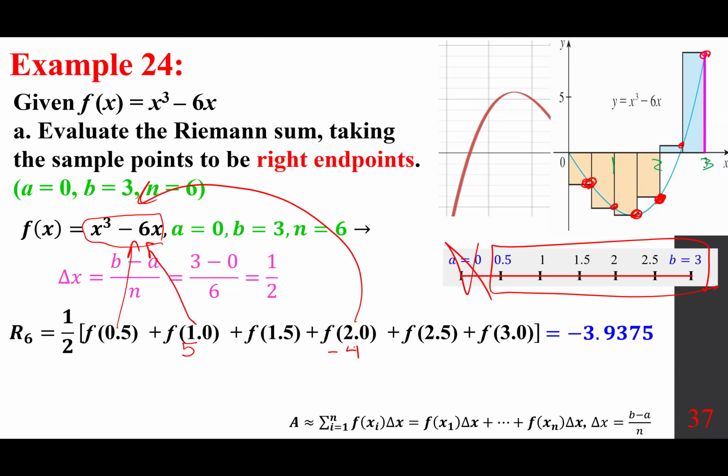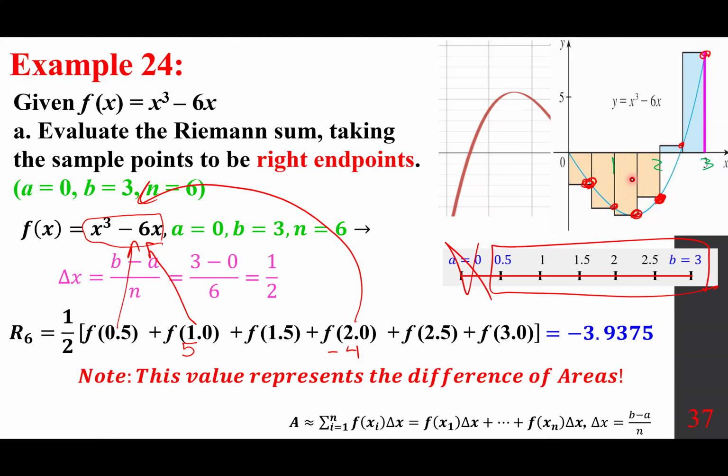Evaluate it. Okay. And you end up with a negative. Now, it's important to understand the meaning of a negative. Again, it's the difference of areas. So in other words, I hope you recognize this. The area is larger than this. Therefore, because it's below the x-axis, this will take over and makes it negative. So it's the difference of areas. So note, this value represents the difference of areas, and I can't emphasize this enough.